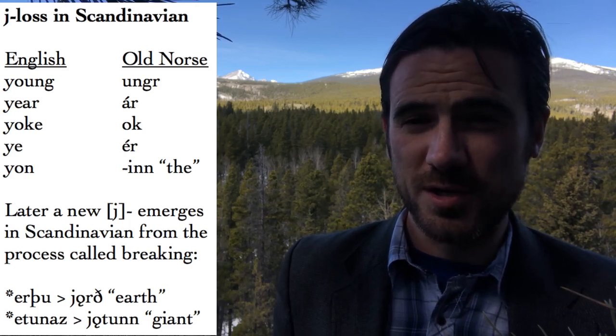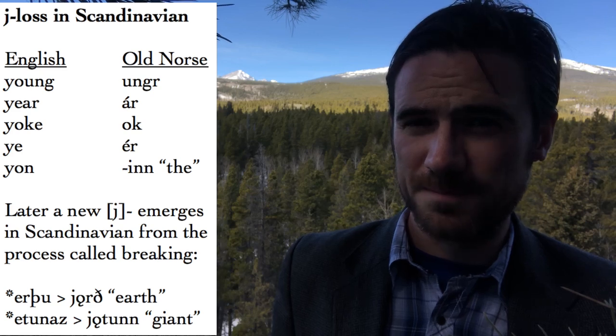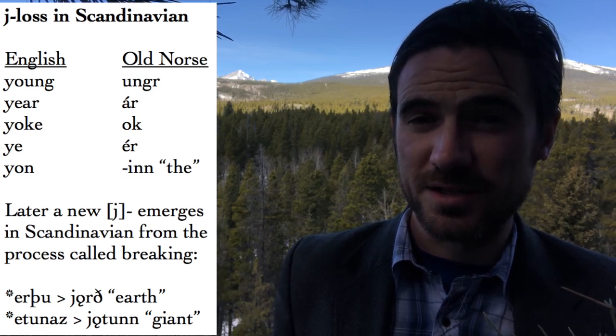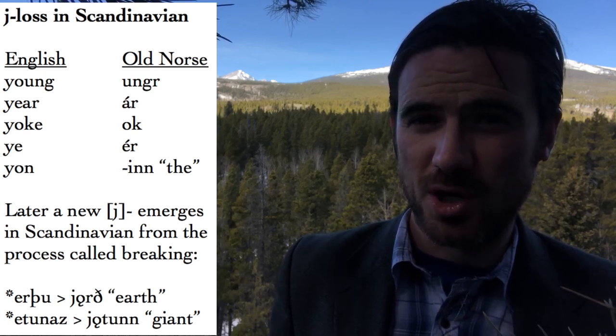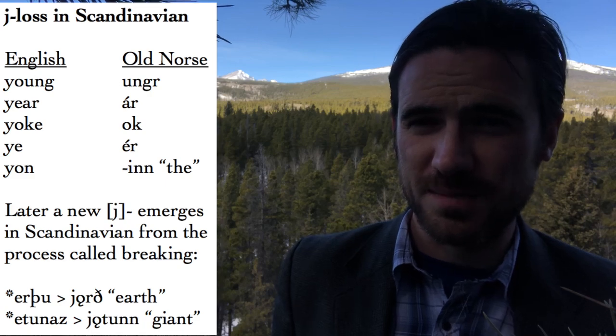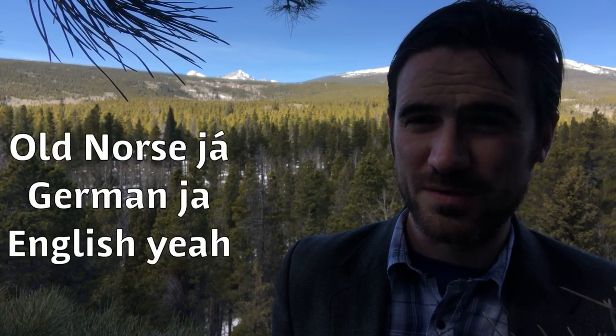Just as English year is cognate with Old Norse ár. Just as English yoke is cognate with Old Norse ok. The y has simply dropped out in Scandinavian. One interesting single exception to this is the word jo, yes, which of course also has a y in its German and English cognates ja and yeah.